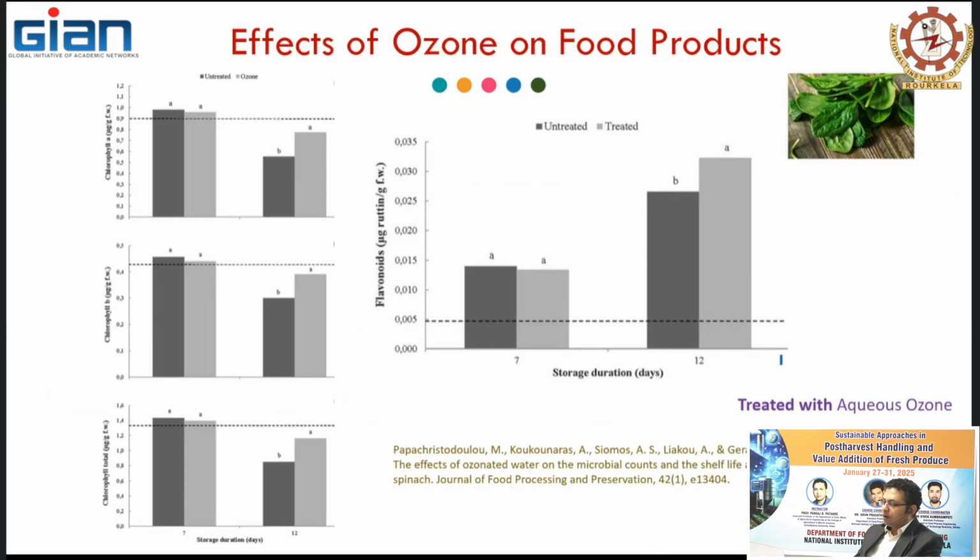Even for leafy vegetables like spinach, they look at the characteristics, particularly chlorophylls and flavonoids, and how they change with ozone and with the storage period, up to 12 days with the spinach. And sometimes we see that chlorophyll is highly maintained with the ozone treatment.